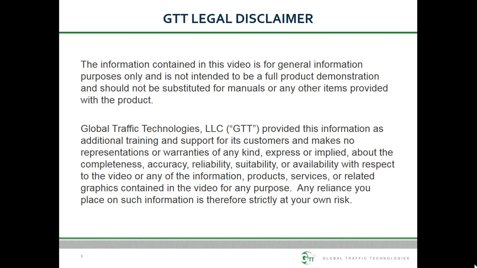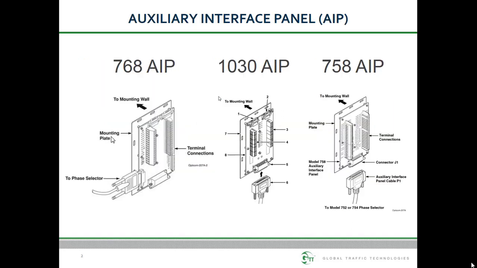This video provides an overview of the installation, features, and usage of the Model 768 Auxiliary Interface Panel. For the remainder of this video, we will simply refer to it as the AIP. The AIP is intended for use with the current generation 760 series phase selectors only. There are other AIPs, namely the 1030 and the 758, that were used with previous generation phase selectors. They are all similar but not interchangeable.